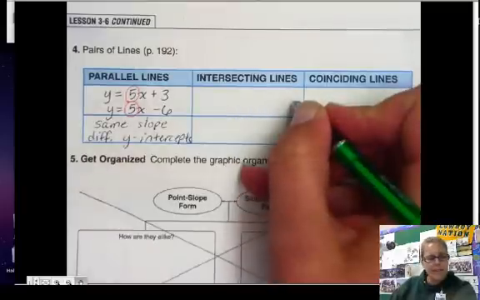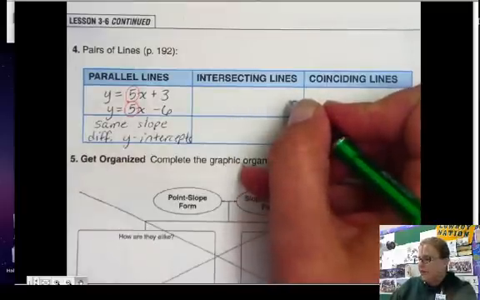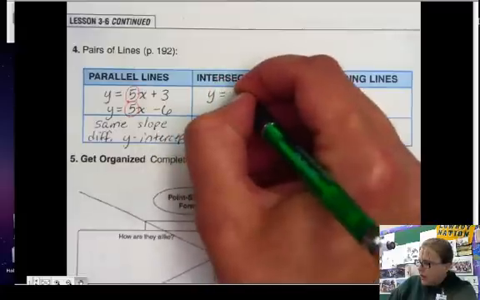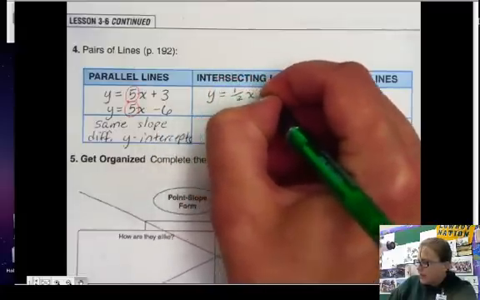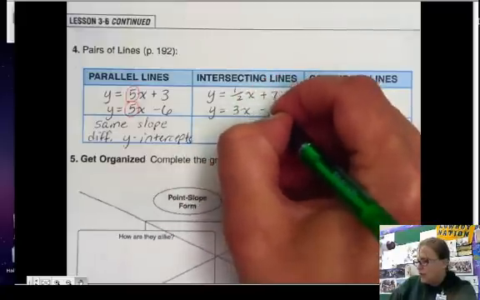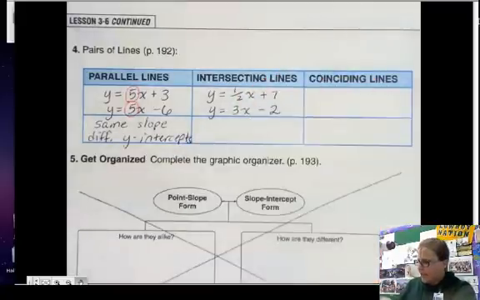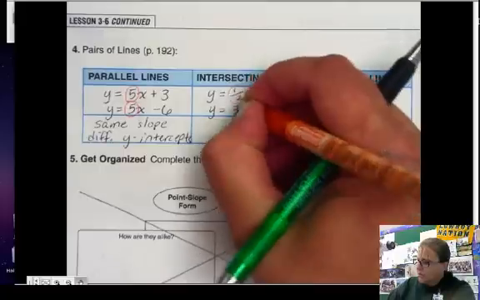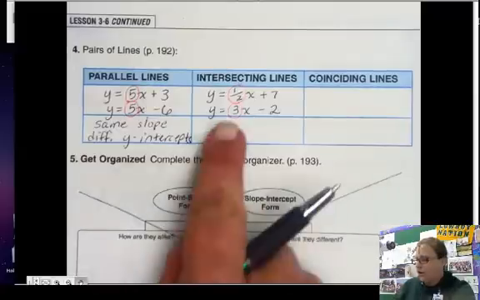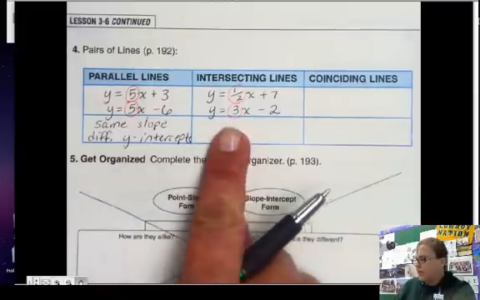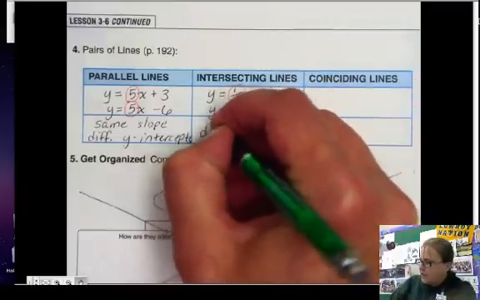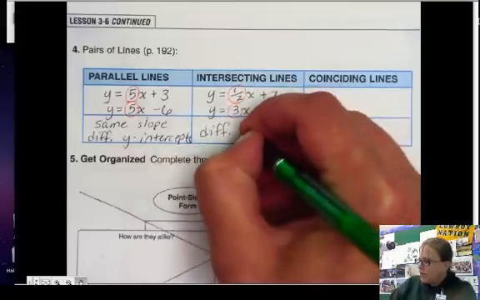Okay, now for intersecting lines, we're going to have different slopes. So y equals 1/2 x plus 7 and y equals 3x minus 2, something like that. And once again, you look at your slopes. The slopes are different. You don't care about the y-intercepts on intersecting lines. All you care about is your points. So the points are different, therefore they are intersecting. So the different slopes.